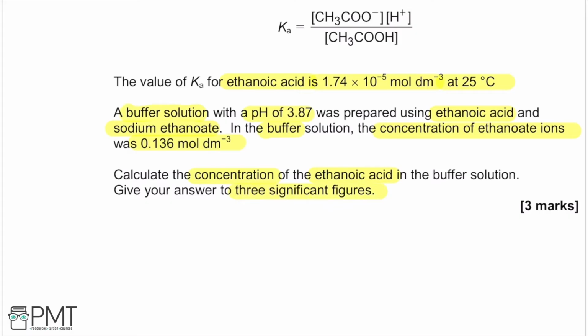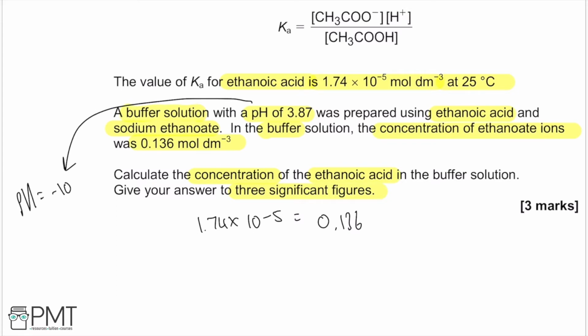Now the first thing we are going to do is put in the values that we know into the Ka equation that's given. So that is the value for Ka and the concentration of the ethanoate ions. We can work out the H plus concentration by using the equation pH equals minus log H plus, where we inverse the equation to find the H plus concentration by doing 10 to the power of minus 3.87, which gives us a value of 1.3489 times 10 to the minus 4.